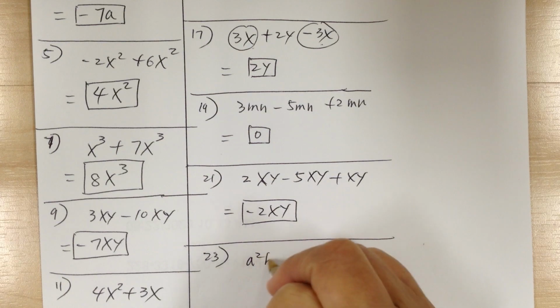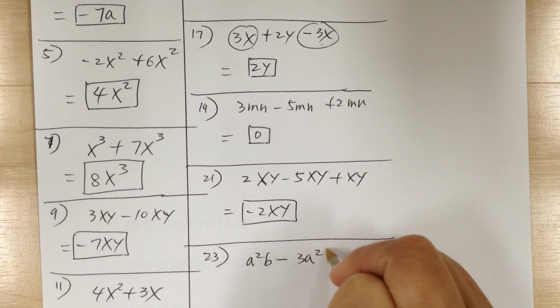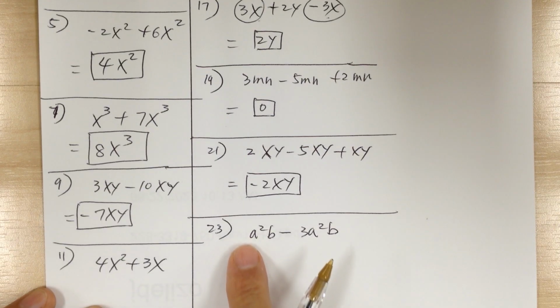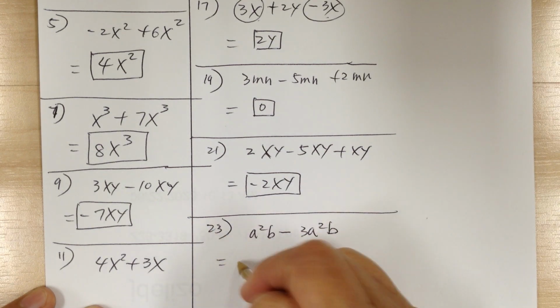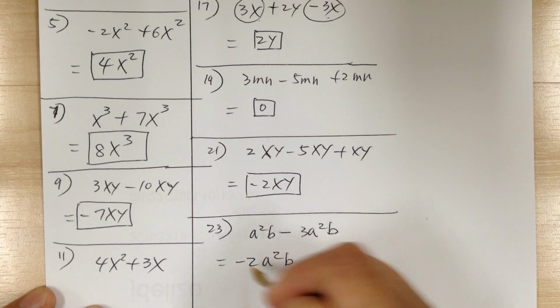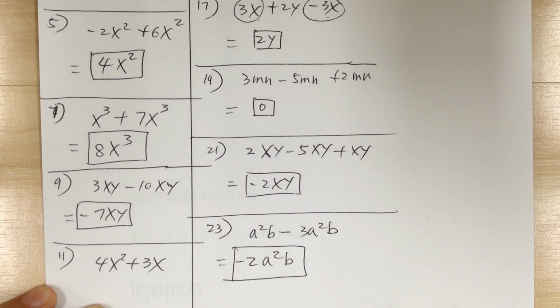Okay, you have a squared b minus 3a squared b. When you don't have a number in front, it means it's 1. So you got 1 minus 3, which will give you negative 2. And that's it.